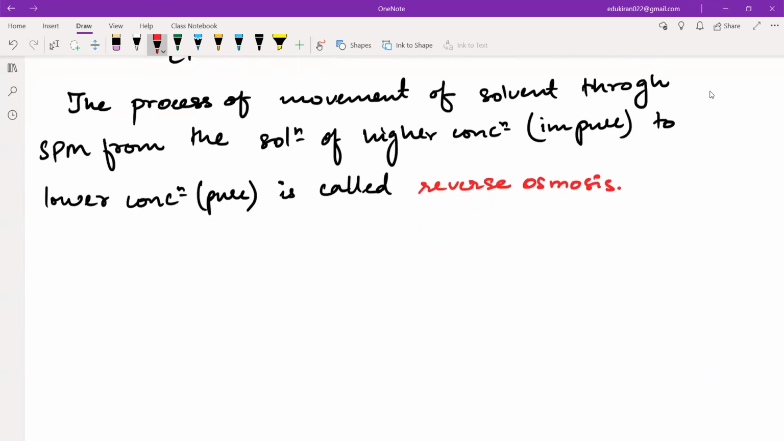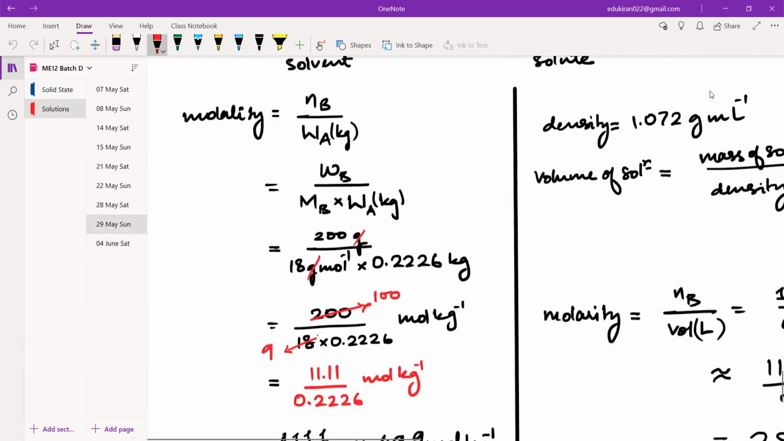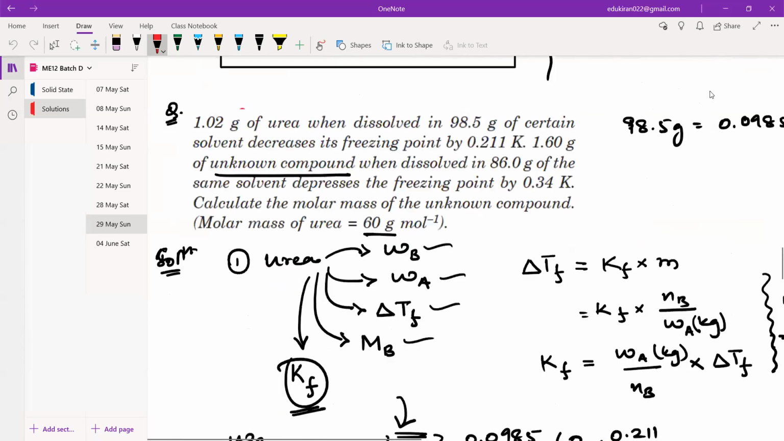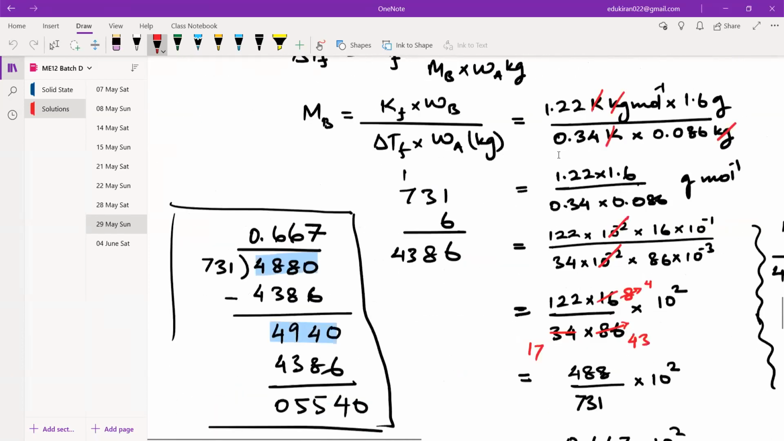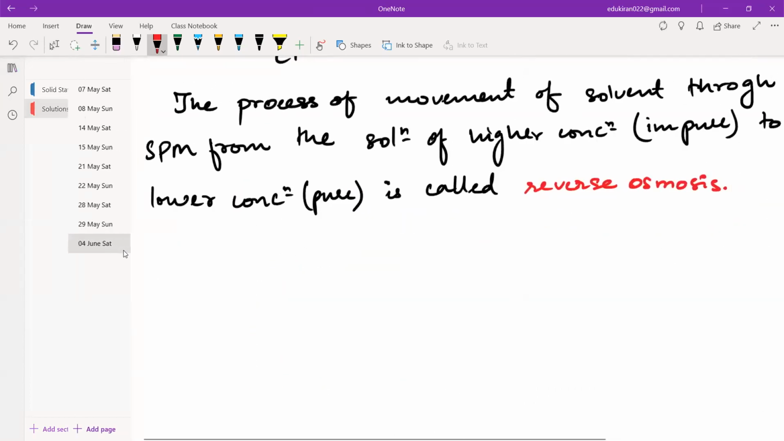Now, I think there are a few things that I have to write. I have to write about antifreeze and all. We did not study it yet after depression in freezing point. Let us write a few points about antifreeze.